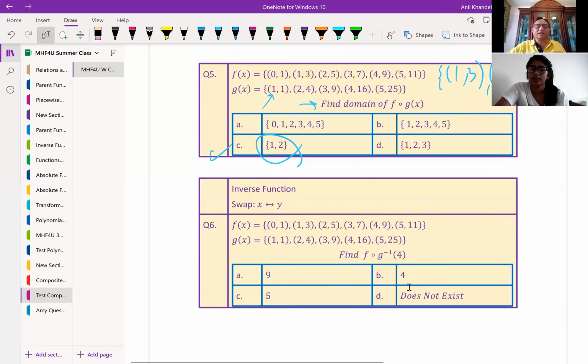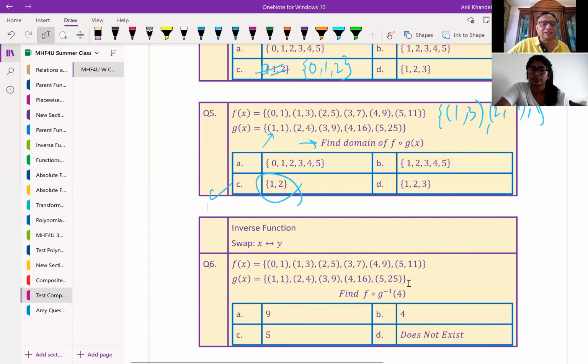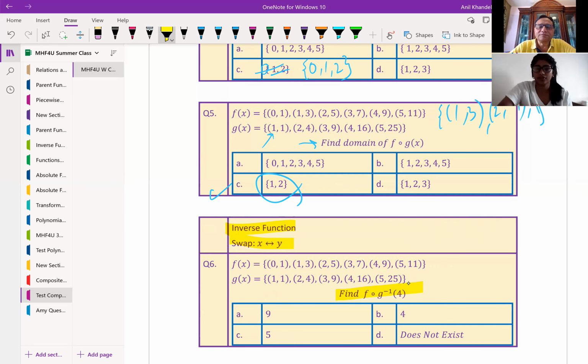Now, the second part is to use the inverse of a function with the composite function. To find the inverse, you really swap x and y. Can you see this question? How will you solve it? What is f of g inverse of 4? Can you tell me now? If you have inverse of g of 4, if it was just g of 4, the output would be 16. But because it's inverse, do you have to swap the coordinates?